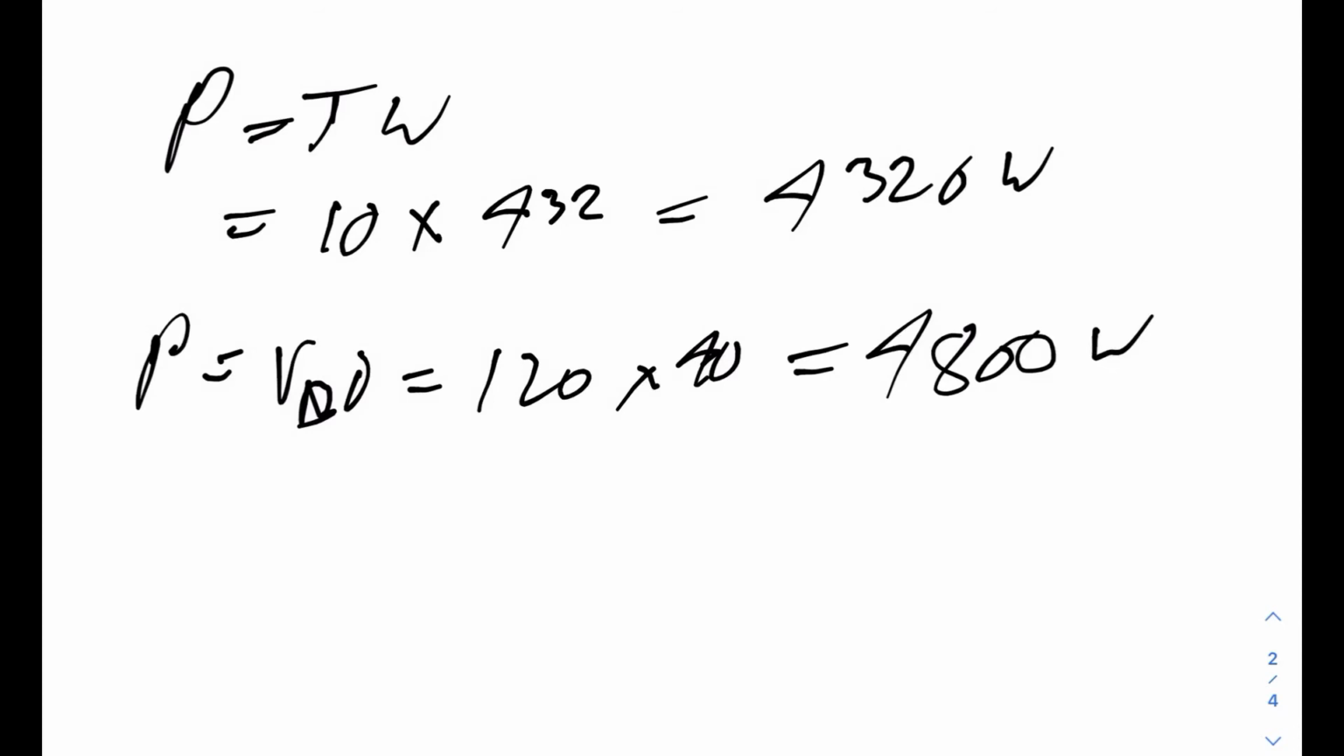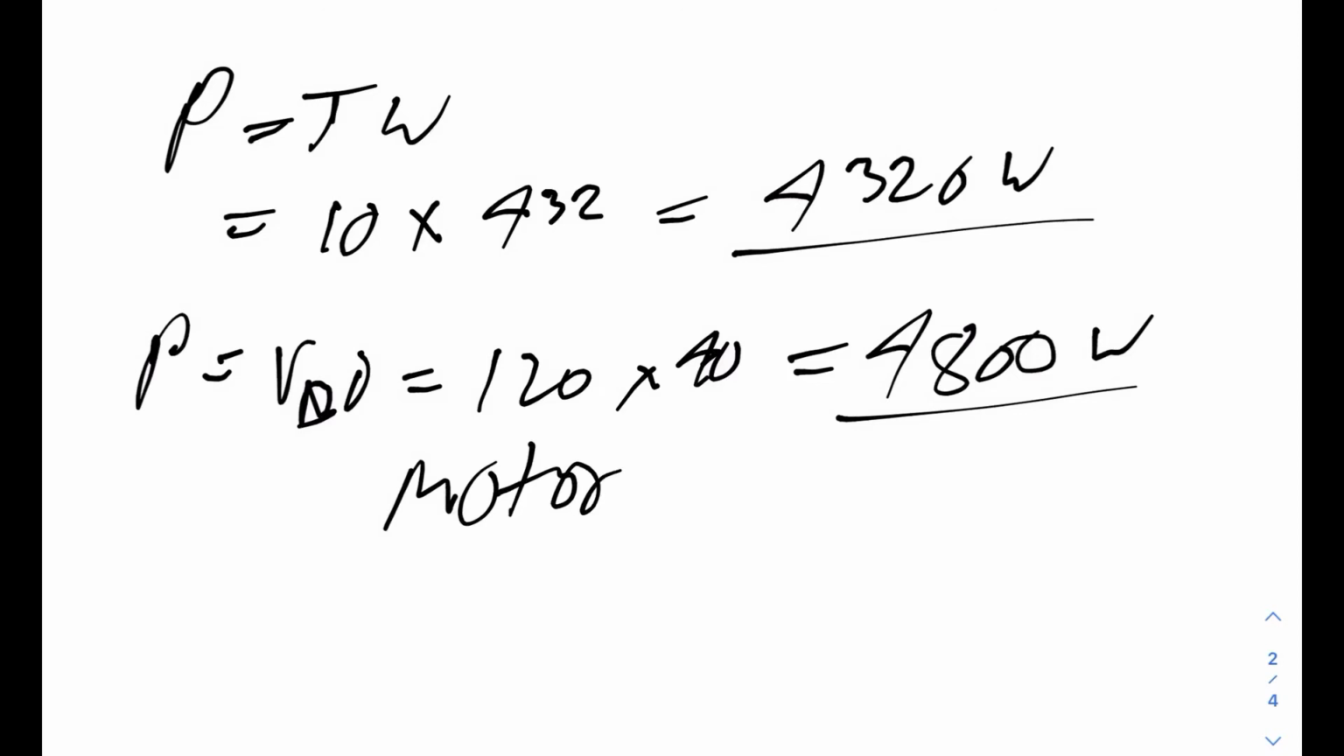Okay, this machine is operating as a motor, converting electrical power to mechanical power. As you can see also here, the power for the battery is greater than the power for the shaft or for the rotor. So it is a motor, converting electrical power to mechanical power. So this is a motor.